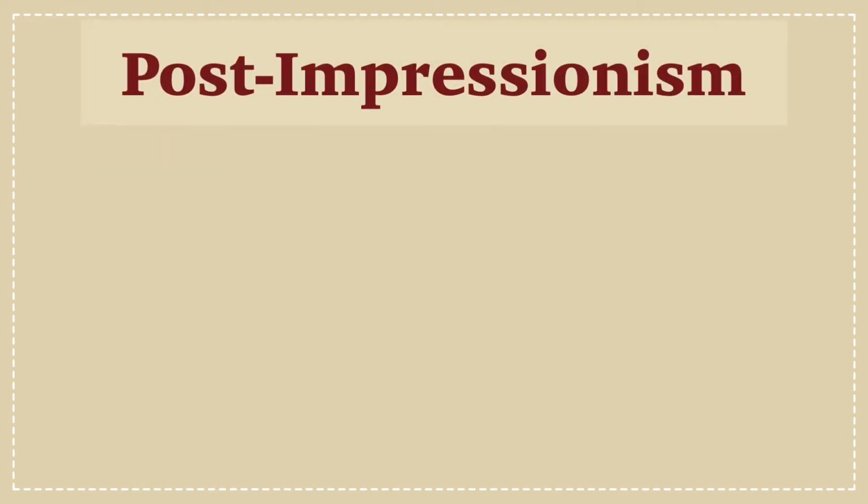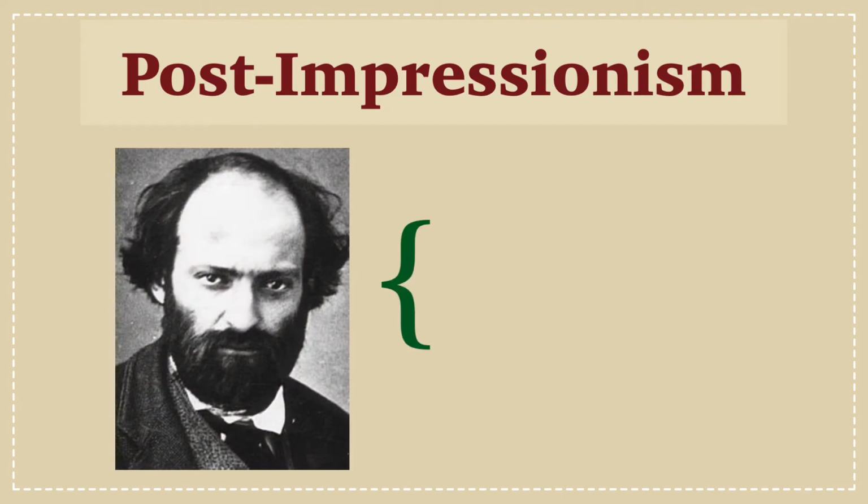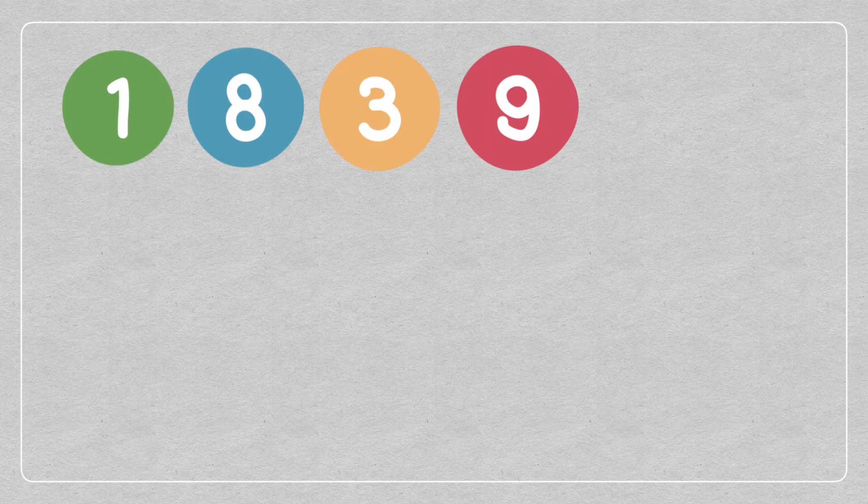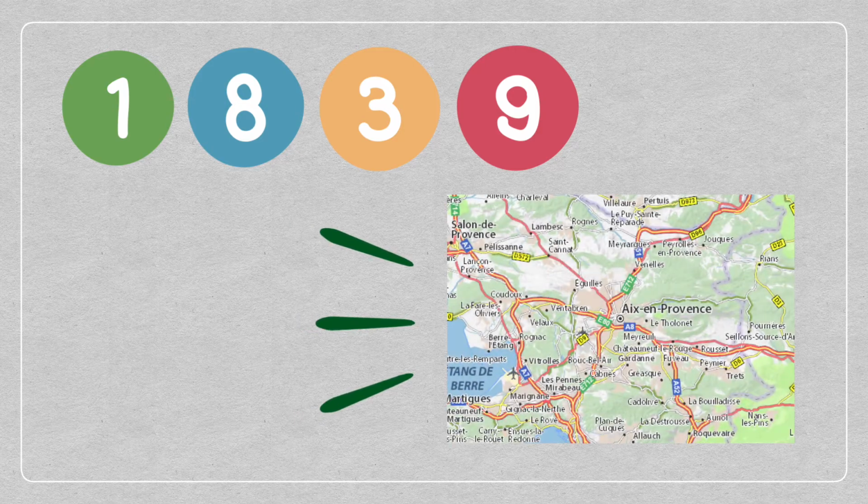In this video, I will be talking about how still life played a big role during the Post-Impressionism era and how French painter Paul Cézanne influenced still life. Paul Cézanne was born on January 19, 1839 in the southern French town of Aix-en-Provence. He is the son of a wealthy banker.